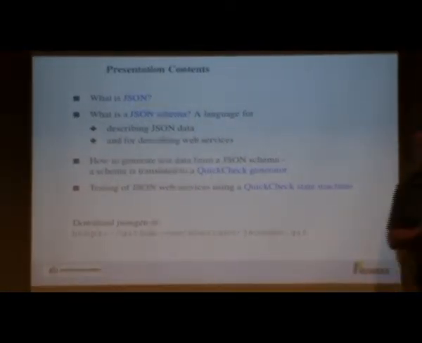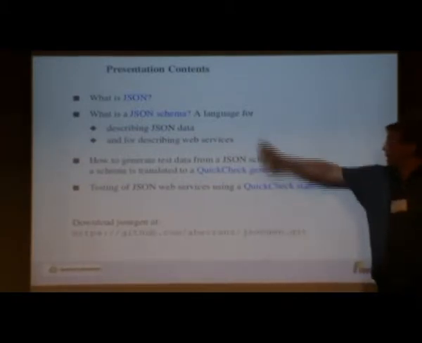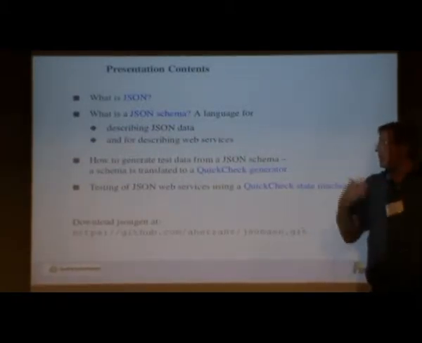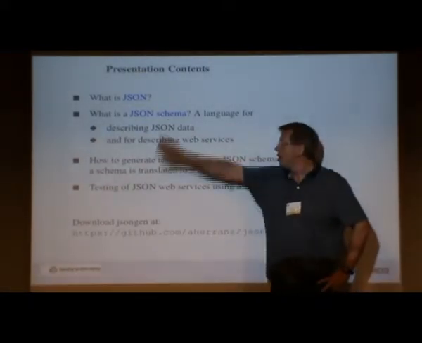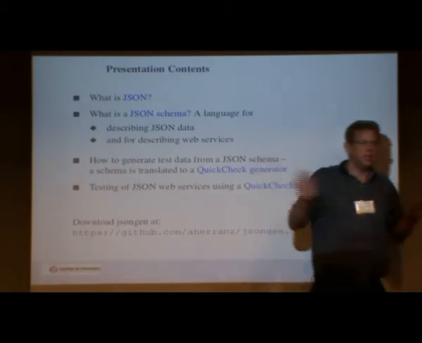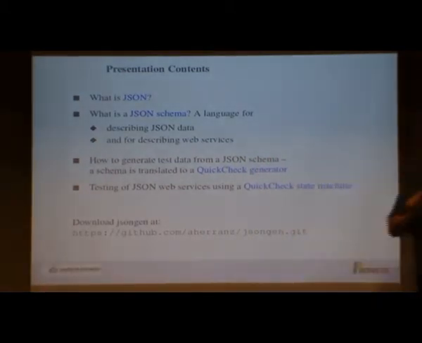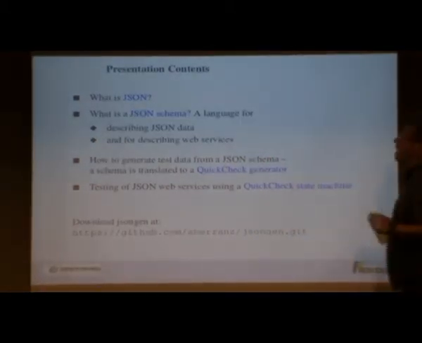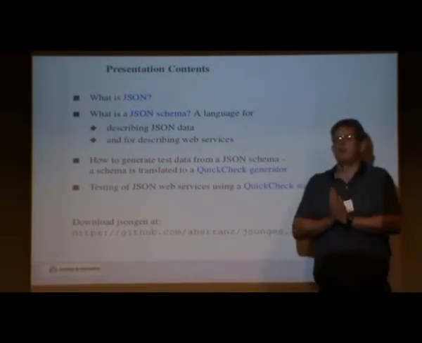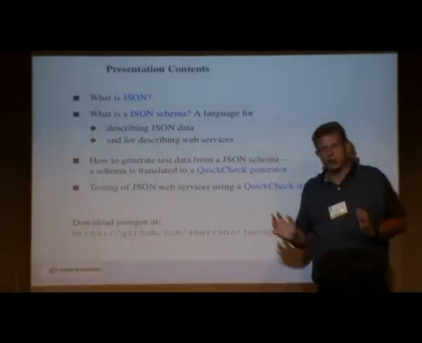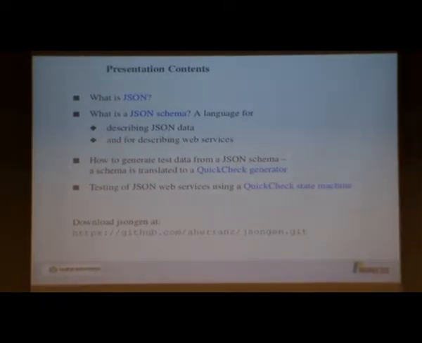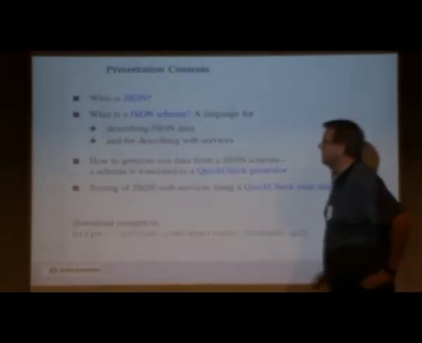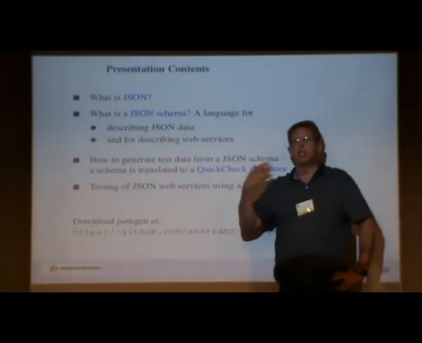So for those unfamiliar with JSON, I don't think there are many anymore, but I'll start with one slide just introducing the language. And probably not so many of you know what JSON schema is. Anybody know about that? No? Well, some. It's a proposal for a language for defining types over JSON. So something similar to XML schema for XML data, right? So you can describe the type of JSON data that you communicate.